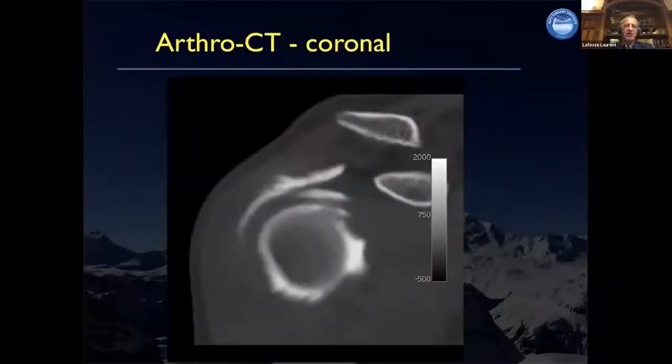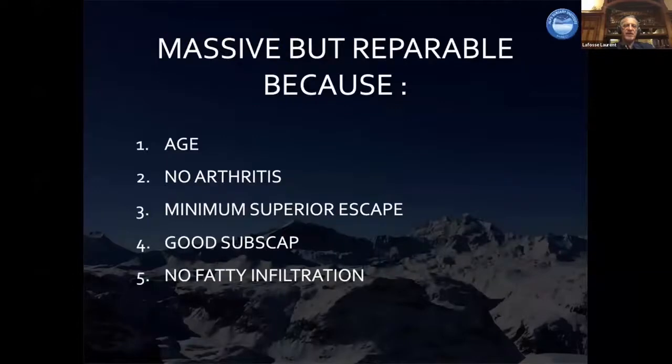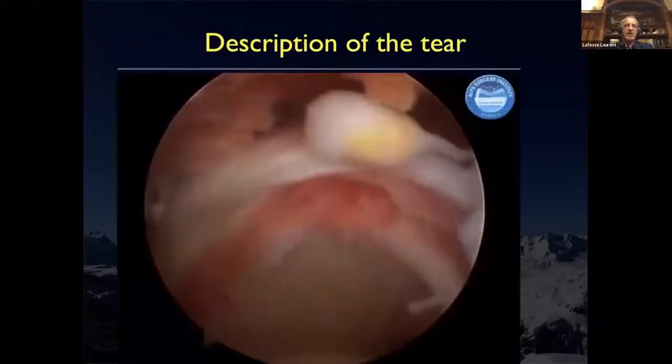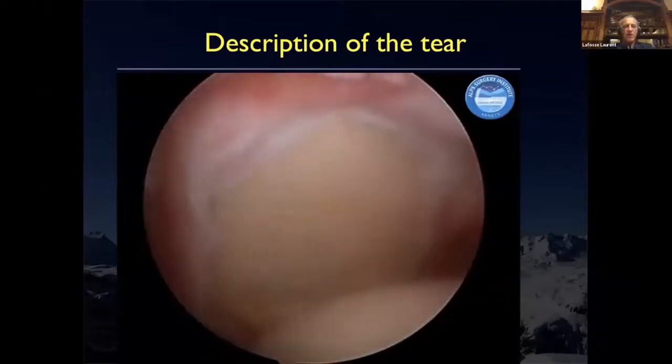Here you see the X-ray, you see it's a large cuff tear. I will go fast on this. Is it a massive cuff tear that is repairable? Because of age, no arthritis, minimum superior escape, good subscap, no fatty infiltration, which is a very important criterion for me. So let's go to this. This is the tear, and this is the size of the tear. See, it's not a small one.